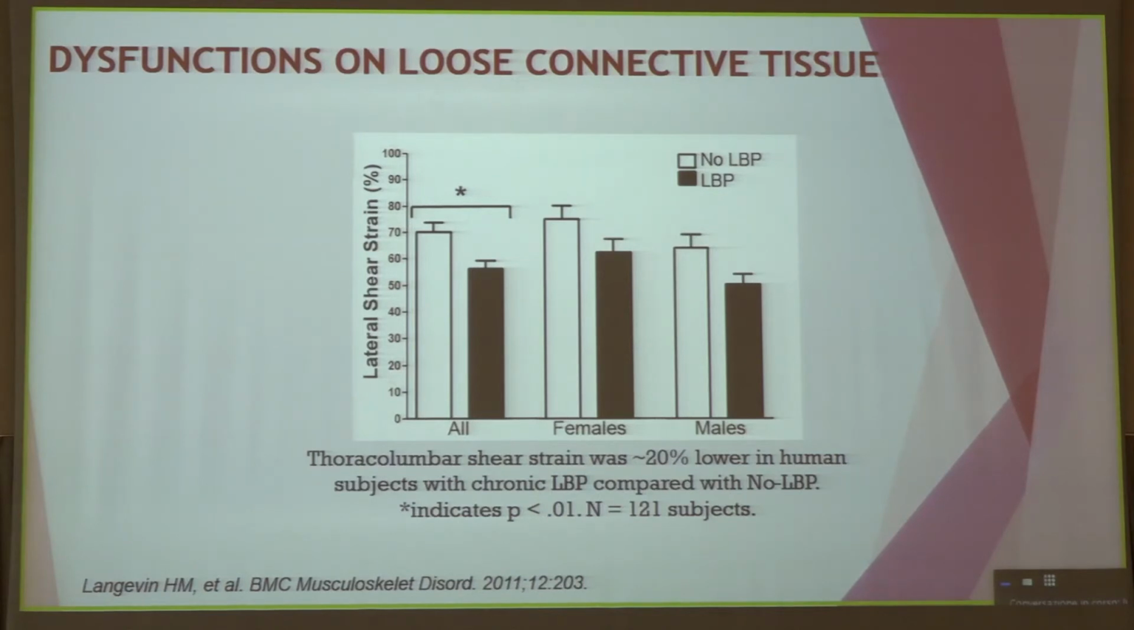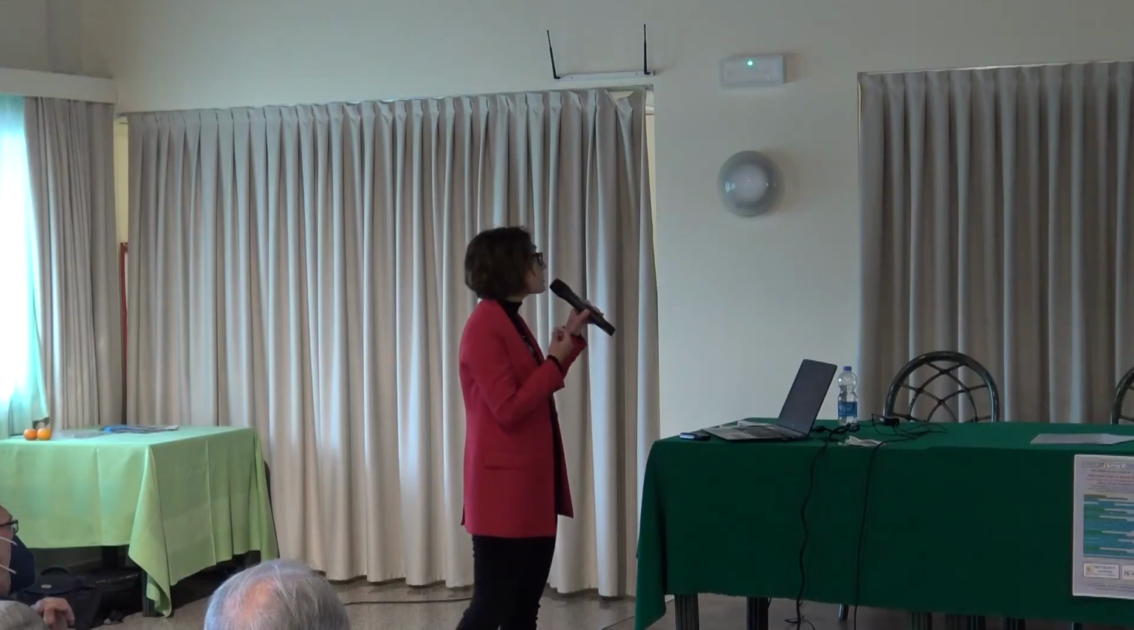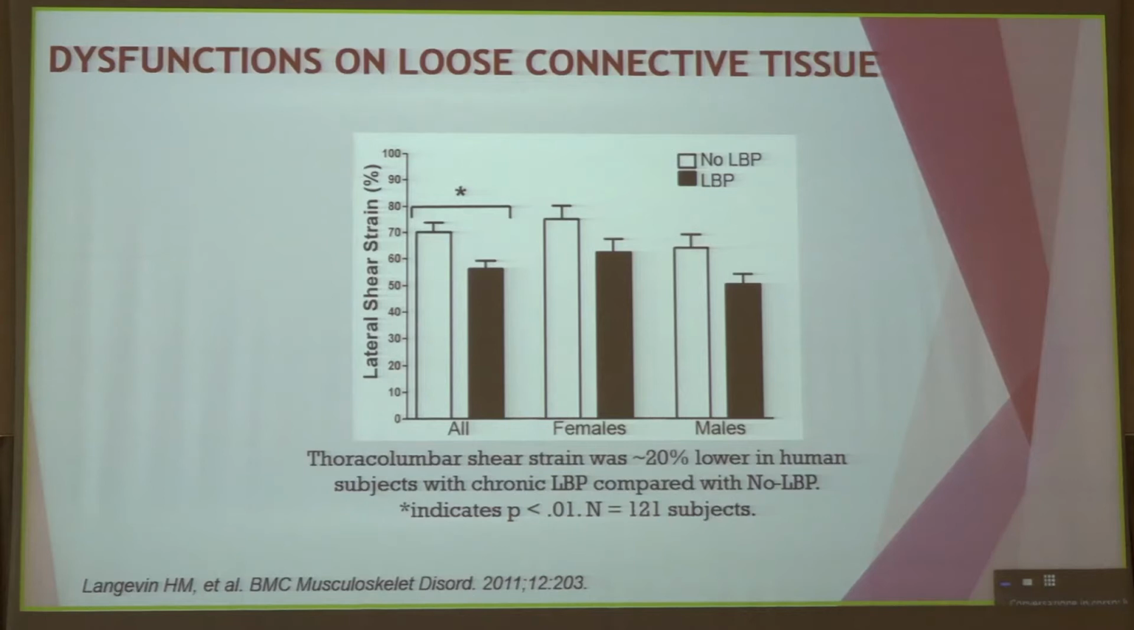One of the first papers which demonstrates that dysfunction of the loose connective tissue can be related to pain is this one published by Langevin, the group of Langevin, more than 10 years ago. She demonstrated, comparing healthy subjects with patients, both males and females, with chronic low back pain, that the patients with chronic low back pain have a loss of 20% of shear strain with respect to the healthy ones. So it means that that thin layer of loose connective tissue is very important.